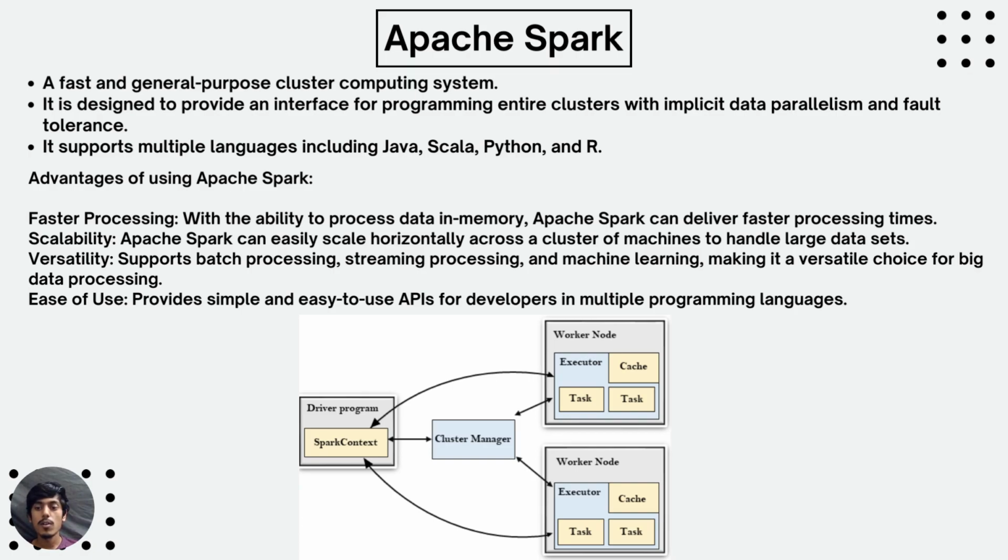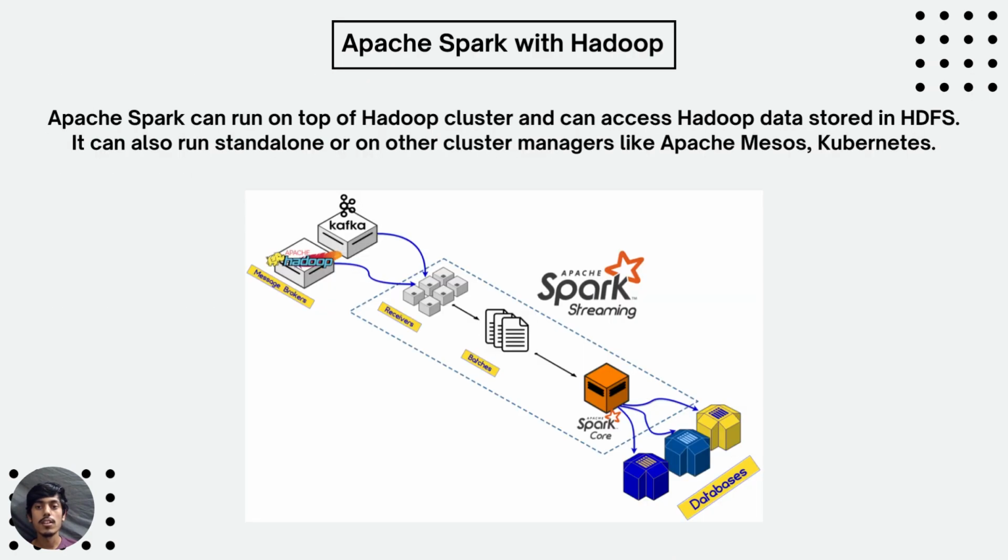Now let us talk about how Apache Spark can be run on top of the Hadoop cluster. As you can see, Spark runs on different cluster managers. Apache Spark can run on various cluster managers, including Hadoop YARN, Apache Mesos, and Kubernetes. By running Spark on a Hadoop cluster, you can leverage the existing Hadoop infrastructure and take advantage of its data processing capabilities alongside Spark's advanced analytics features.